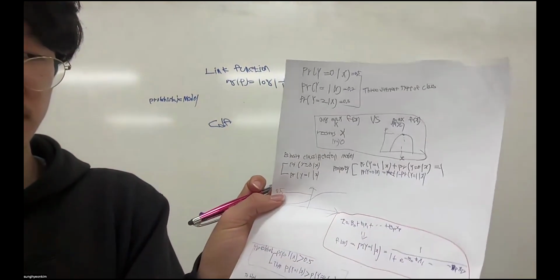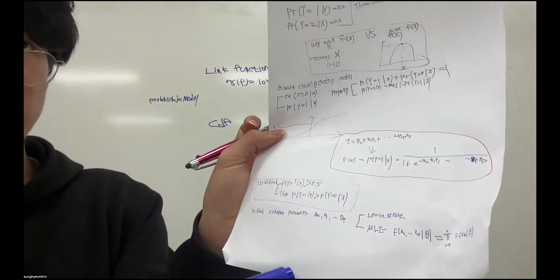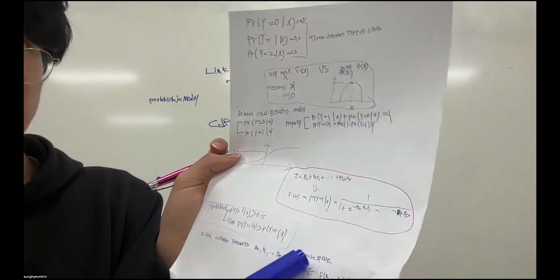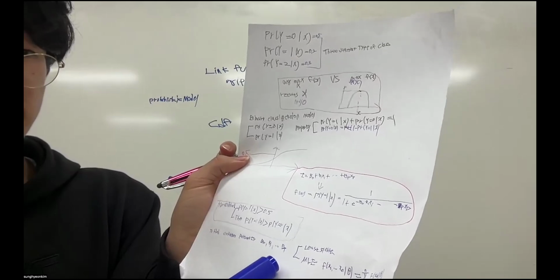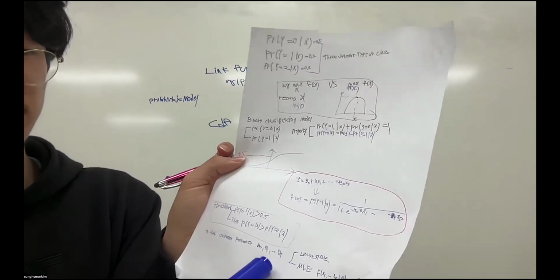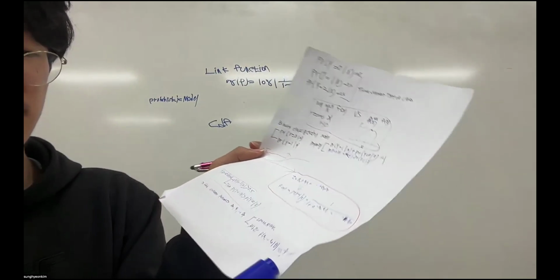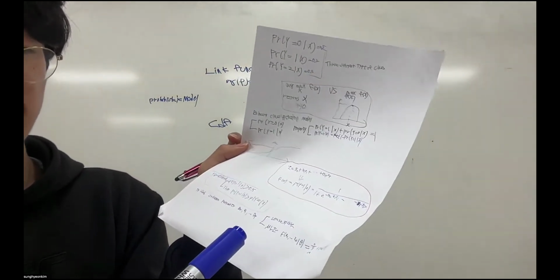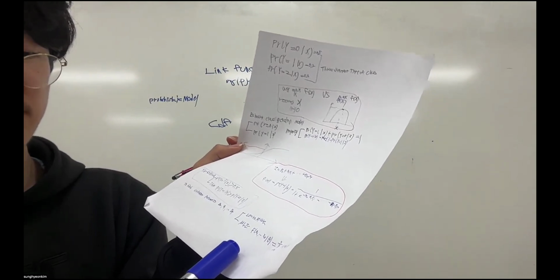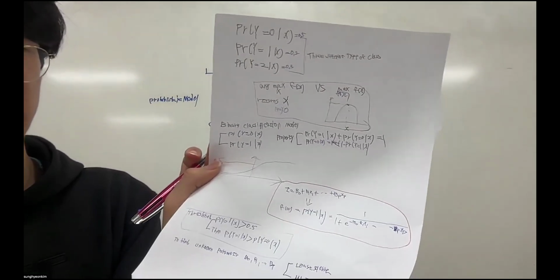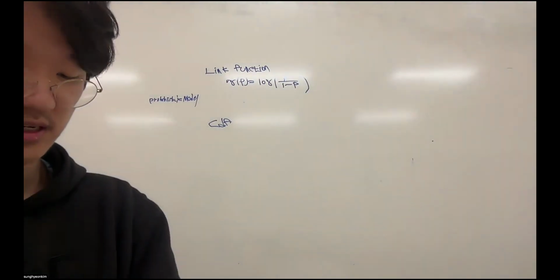To find the unknown parameters, in the linear regression case we use least squares, and in the logistic regression case we will use MLE, where we find the theta, the parameter, that maximizes the likelihood over x1 to xn.